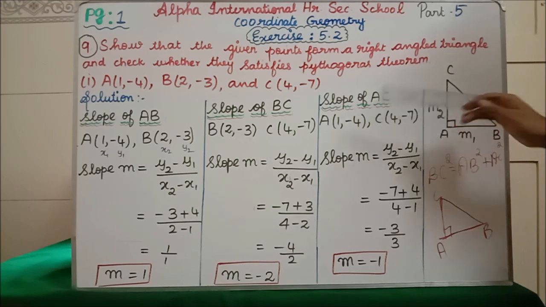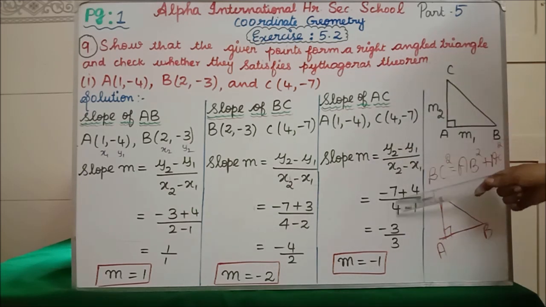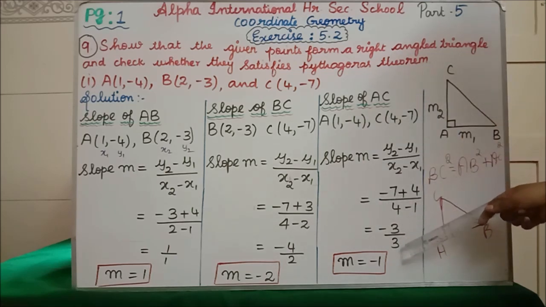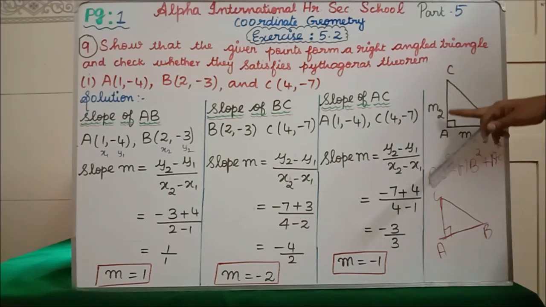Next we have to find the slope of AC. Clear? Similarly the 2-point formula only. X1, Y1, X2, Y2. Y2 is minus 7. Y1 is minus, already we are having, so it becomes plus 4, divided by X2 which is 4 minus 1. Minus 4 plus 4 is minus 3 by 3, equal to minus 1. Clear now? Now we have got the slope of AB is 1, the slope of BC is minus 2, the slope of AC is minus 1.